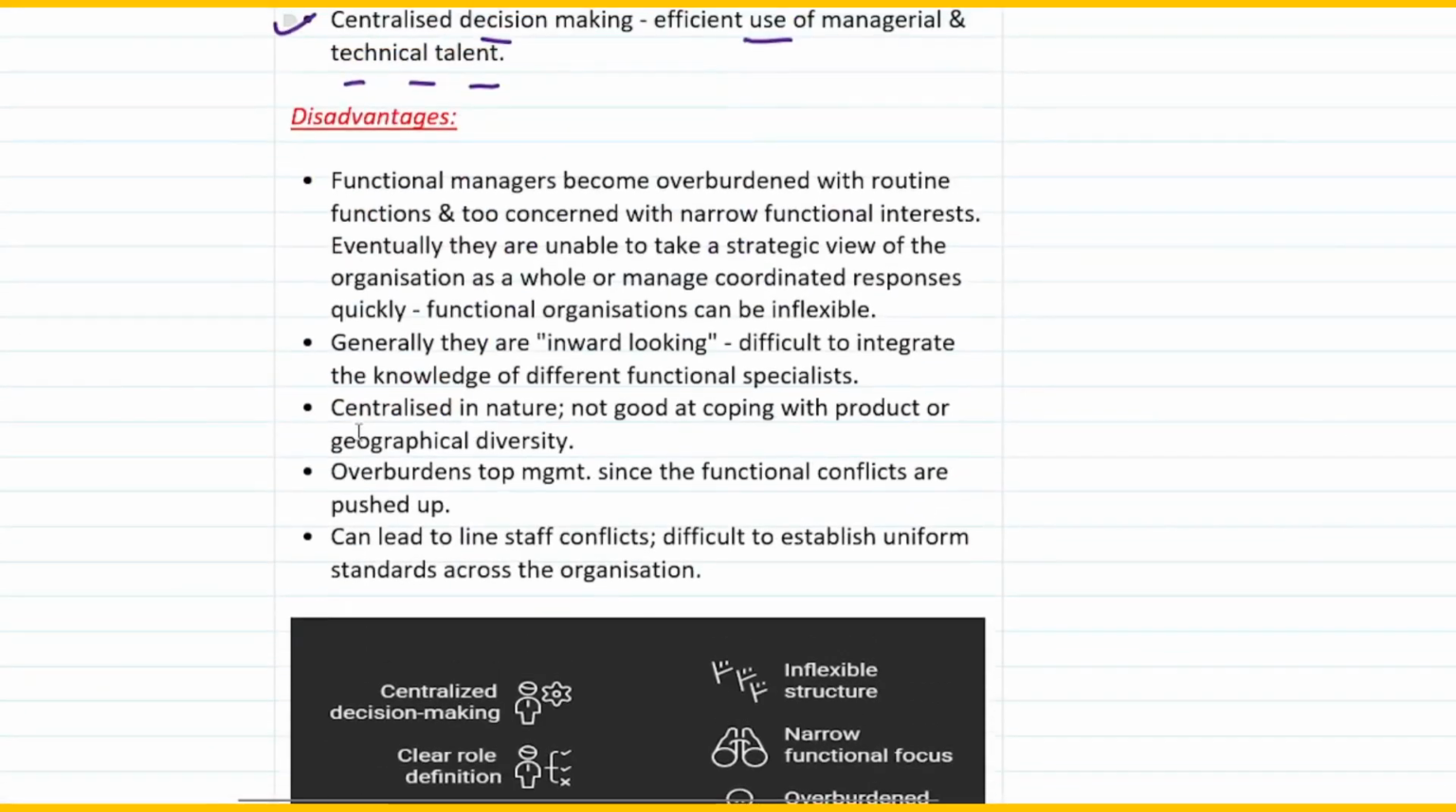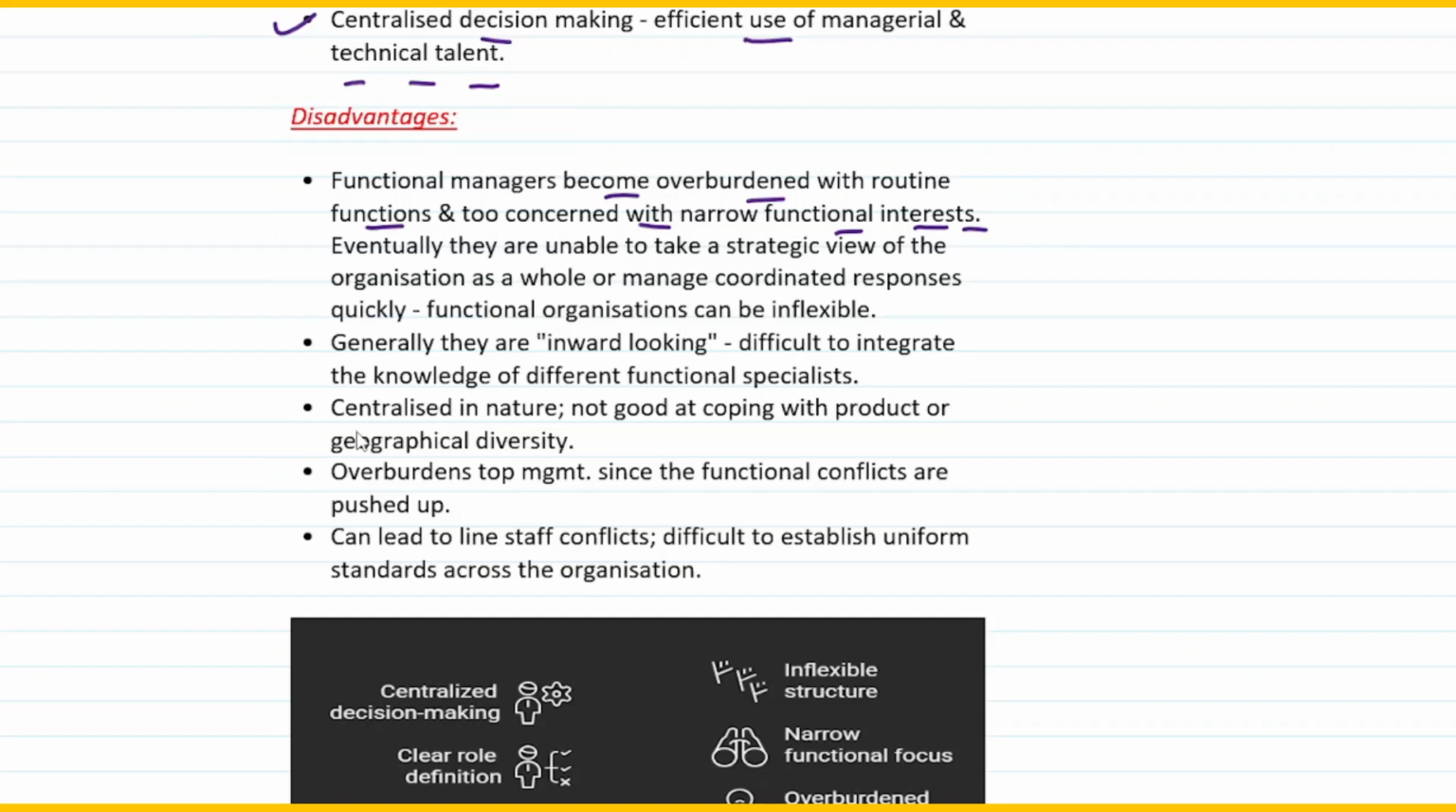Moving on, disadvantages. What are the various disadvantages of functional structure? Functional managers become overburdened. They are loaded with work. Why? Because of routine functions, as in they are doing the same thing again and again, and since they have to manage a lot of things, that becomes a lot of burden on them. Hence, they are overburdened and too concerned with narrow functional interest. When you are working in a functional structure, you will find that they concentrate only on their particular function or department. Their vision will not be very wide. It will be more narrow, or function-centric.